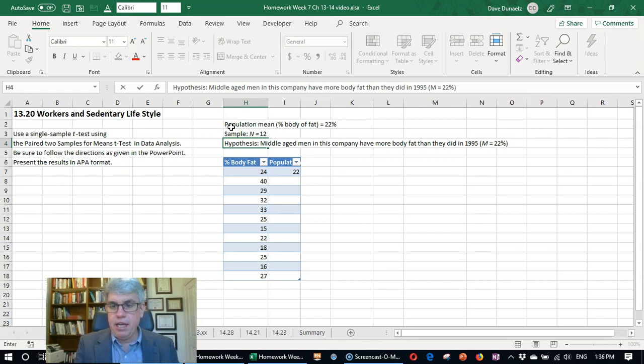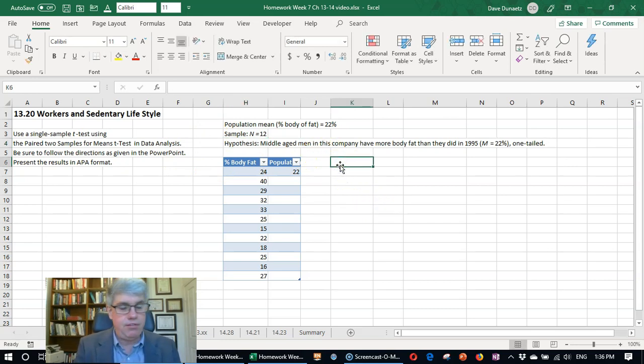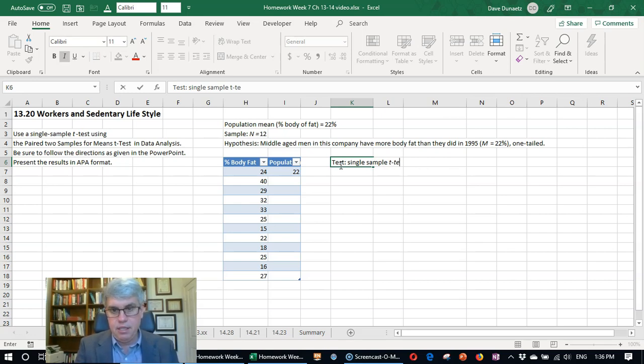And this is a one-tailed hypothesis, so I'll stick in there one-tailed, because we're predicting that they have more body fat now than before. If we had said that they have a different percentage of body fat, that would be a two-tailed, but this one's a one-tailed hypothesis. Now, this is what's known as a single sample t-test, because we've got one single sample and we're going to compare it to a population mean. So the test is a single sample t-test.